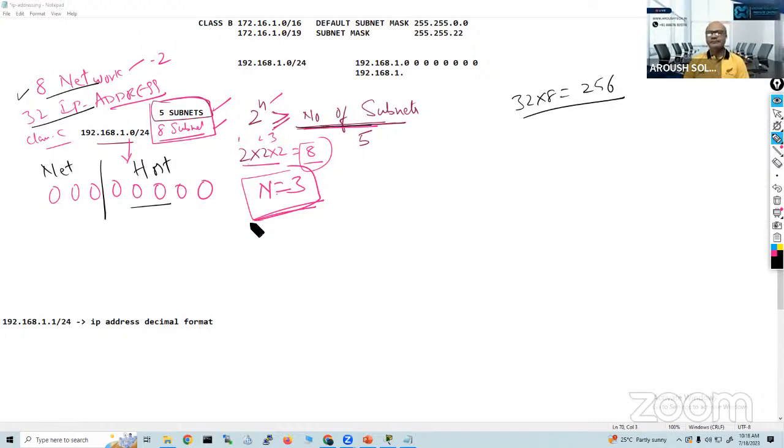Understood, guys? If you want, you can download an IP address calculator from the Play Store on your Android mobile phone. Just give it the 5 subnets, and it will give you all the IP addresses, how many networks, and how many IP addresses.